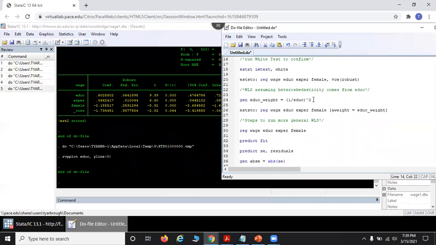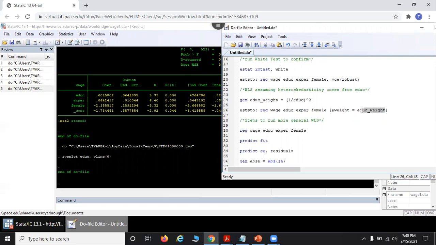So what we do is we create this weight again, 1 over education squared. And then we just tack on to the end of our regression this little bit of code. What this code does is it puts an analytical weight into our model.